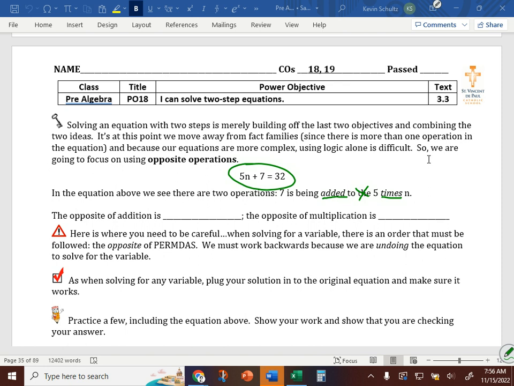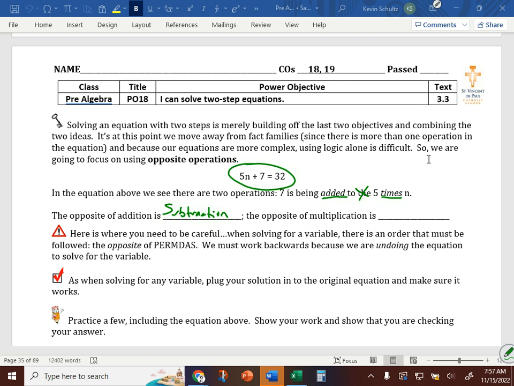So we are using opposite operations to solve this, and so we see the operations that are in the equation, and just like in PO16, when we see addition in the original equation, what do we do to undo that? Subtract. The opposite of addition is subtraction. Okay? So our first step would be to subtract 7 from both sides. You start with any addition or subtraction, undo that first, and then we're multiplying 5 times n.